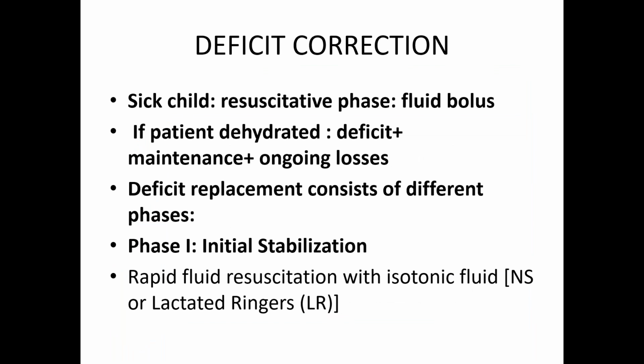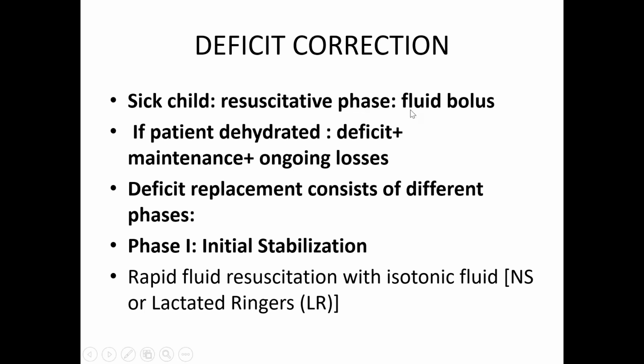Now we have discussed the maintenance fluid. Now we will discuss the deficit correction. We have discussed that in a resuscitative phase, when the patient is in shock or has poor pulses, we will need to give additional boluses. Normally, when we give boluses, we give 10 to 20 ml per kg of isotonic fluids, normally normal saline or Ringer lactate. And then once the patient has re-established perfusion, we can start by calculating the fluid we are giving. We give a combination of deficit, maintenance, and ongoing losses.